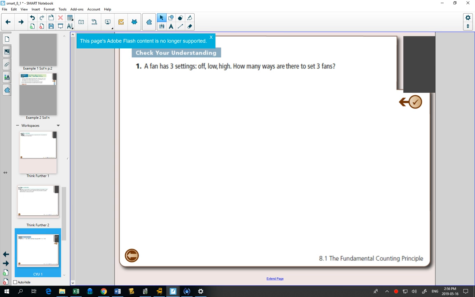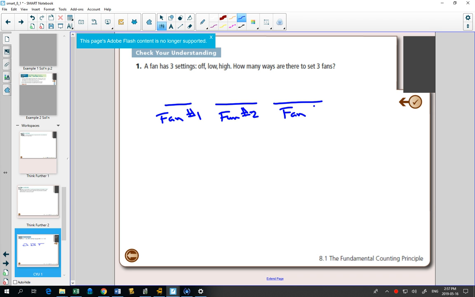Well, if we go with the decisions route, we can count this very quickly. We have 3 decisions to make. We have to decide how we're going to set fan 1. And sometimes when we show our work, underneath our decisions, we just do a little explanation of what they are. Fan number 1, fan number 2, fan number 3. How many choices would you have for fan number 1? 3. Choices for fan number 2? 3. Off, low, or high. And choices for fan number 3? 3. There's going to be 27 of them in total.